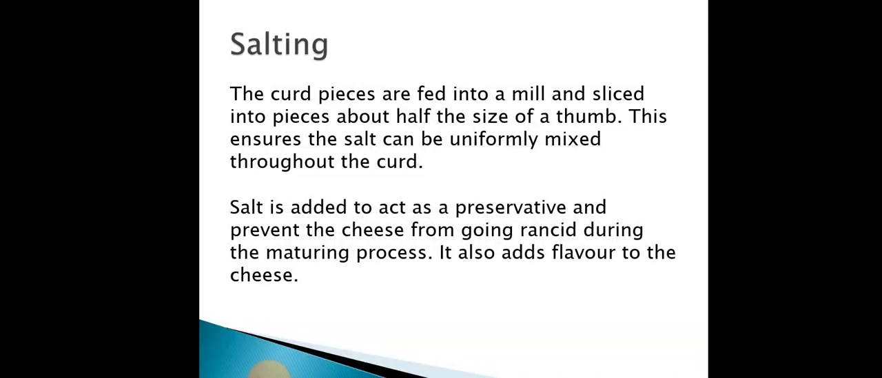The curd pieces that we obtain are fed into a mill and sliced into pieces about half the size of a thumb. This ensures the salt can be uniformly mixed throughout the curd. Means, for proper salting, these are cut into small pieces. The salt is added to act as a preservative and to prevent the cheese from going rancid during the maturing process. This salting process is also responsible for adding specific flavor to the cheese.